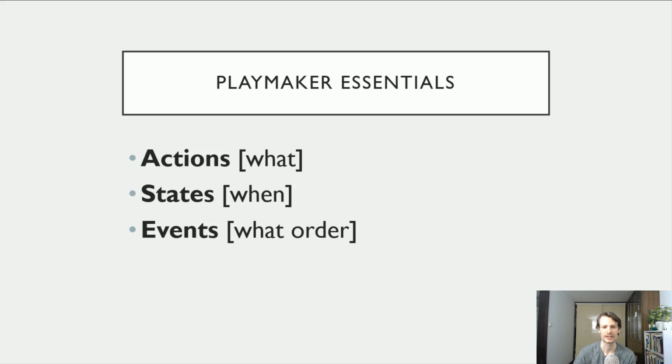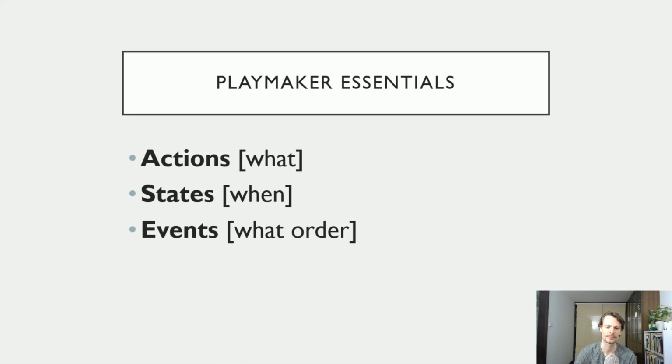So to boil that down even farther, actions are what happens in our game, states are when they happen, and events are in which order do these things happen. So let's take a look at actually in Playmaker and in Unity, and then see how that goes.